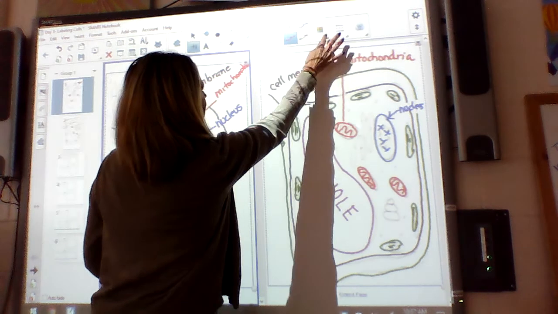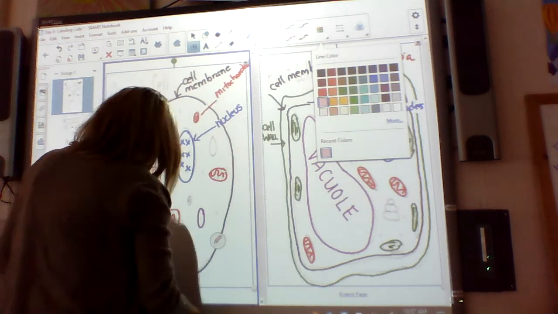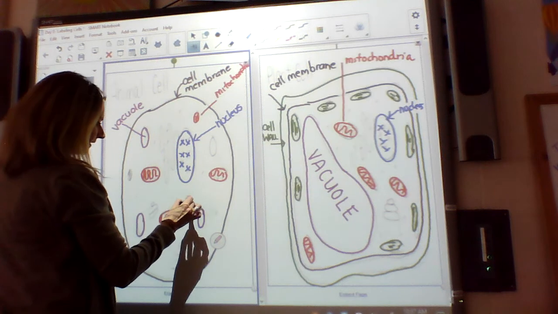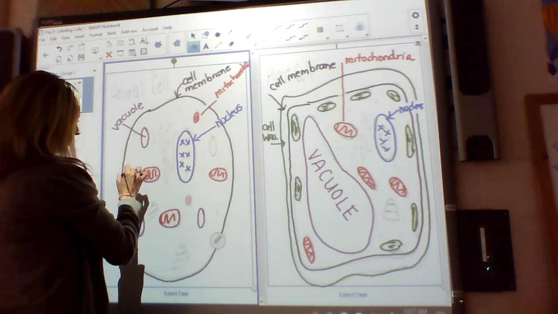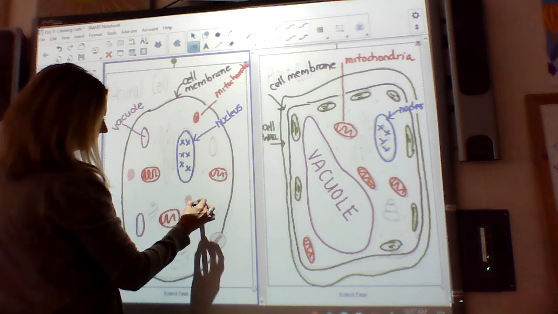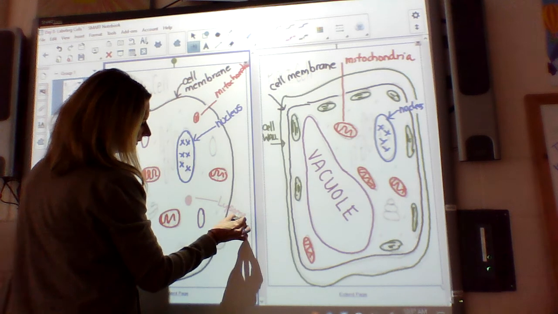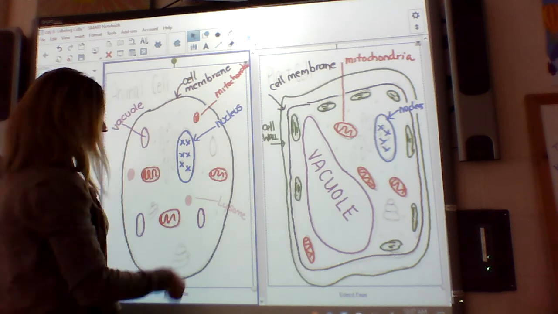So I'm going to go with pink, if I can find it. And I'm going to label my lysosomes. Okay, so they look very similar to circular, very similar to our vacuoles. Sometimes that's confusing, but vacuoles are only in plants. Lysosomes, Lysol, garbage, get rid of it. Okay, I think I have another vacuole over here.